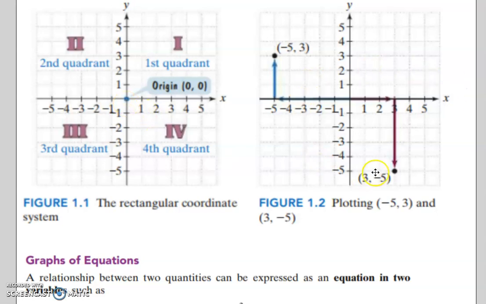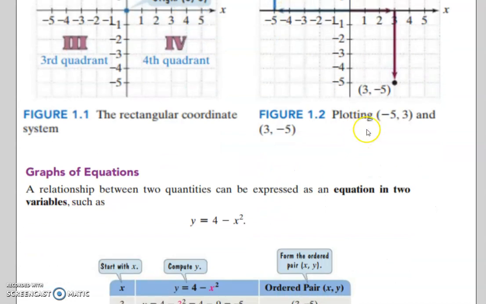Just a reminder here, when we're plotting points, we go over first. See the arrows that go over? We start at the origin. Then we go right or left, depending on if it's positive or negative, and then we go up or down. So over and then up or down. Just a reminder when we plot points.